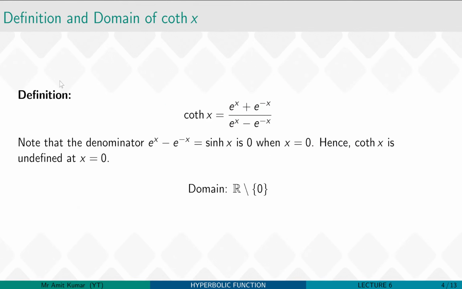Next, now we find the domain of coth hyperbolic x. Note that the denominator here is e to the power x minus e to the power minus x.